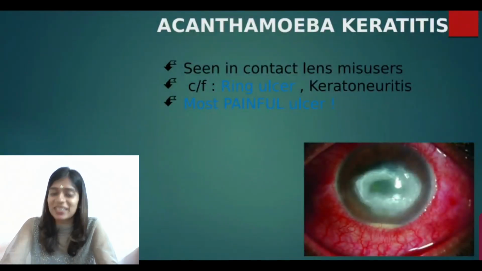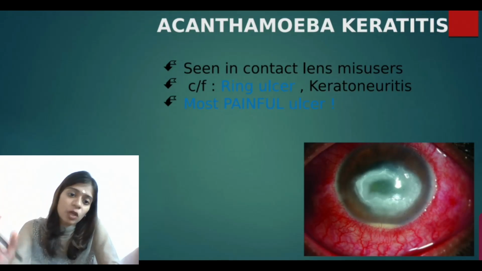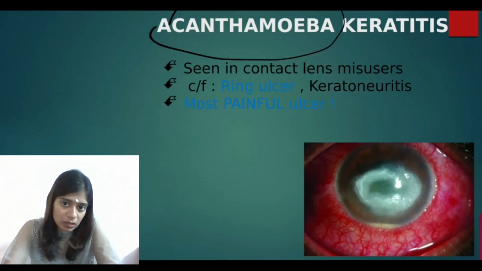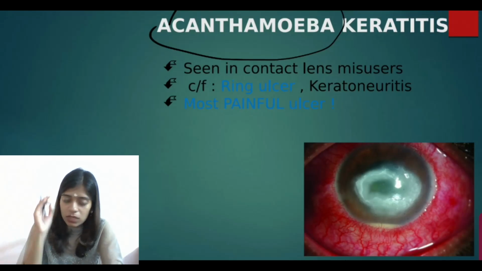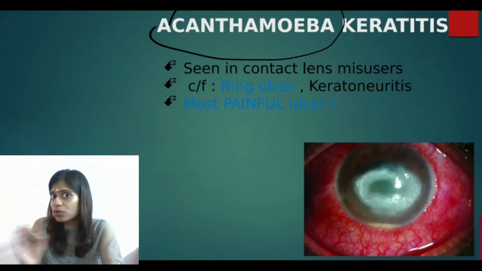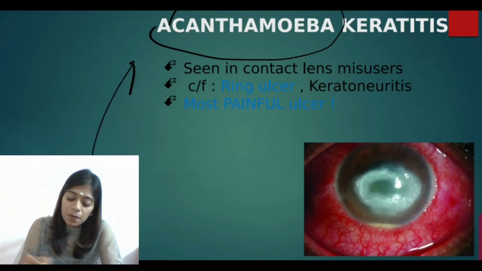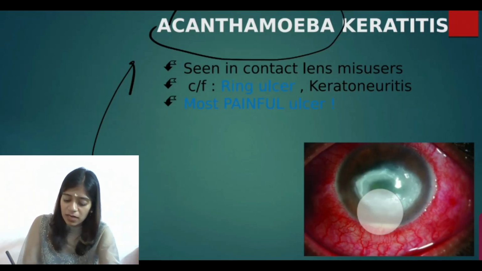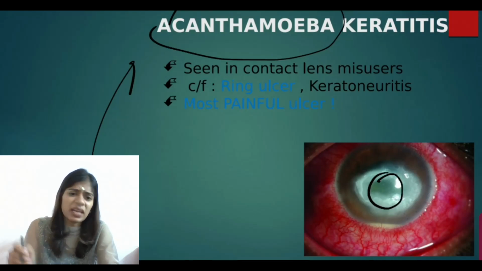And the last one, guys, acanthamoeba keratitis. We see acanthamoeba infection in people who do not use contact lenses properly and cleanly. And here this they will give in the question. If they want you to identify it as acanthamoeba, they will say there is a ring ulcer. Can you see this ulcer looks like a ring? Yeah, so there is a ring ulcer and it's very painful.